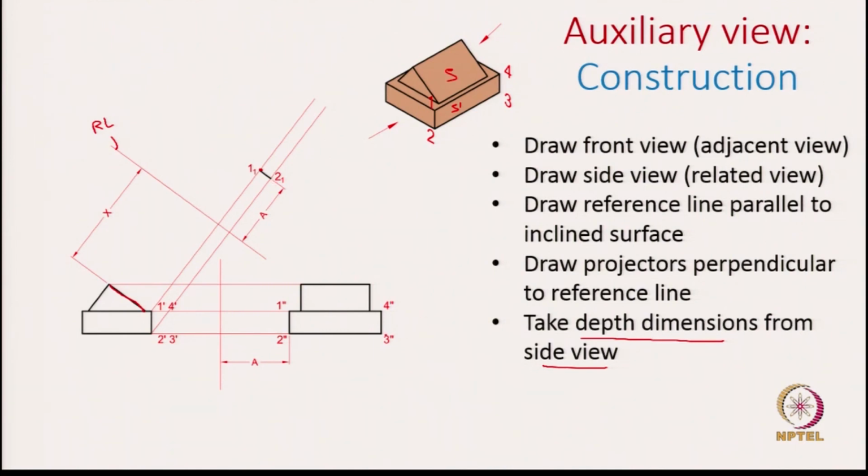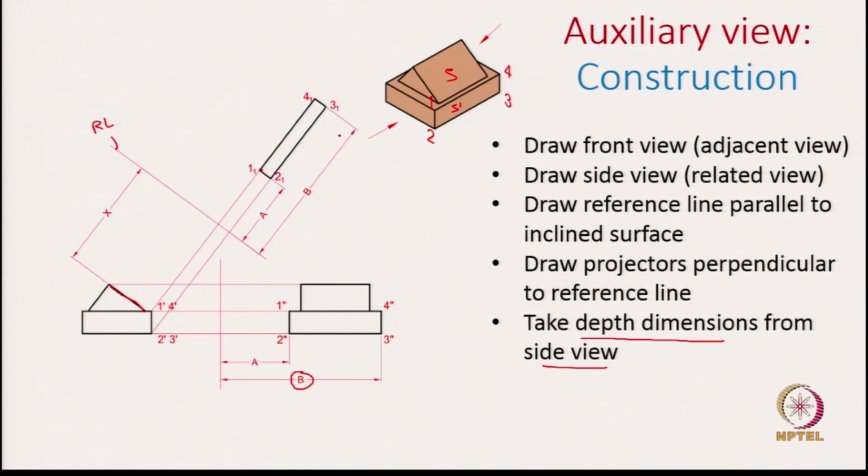Now, let us capture points 3 and 4. How do we capture? You first measure the depth from the side view. The depth is given by this dimension b, and using b we identify the points 3 and 4. So, once you identify the points 3 and 4, you can now join them, and these points 1, 2, 3, 4 now define this surface S1. So, now we are able to capture this surface S1 in the auxiliary view.